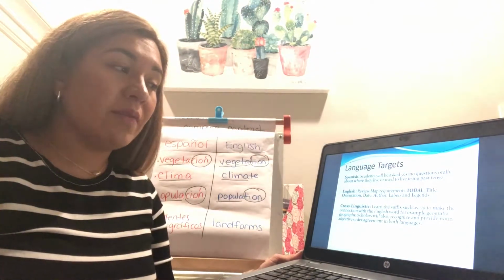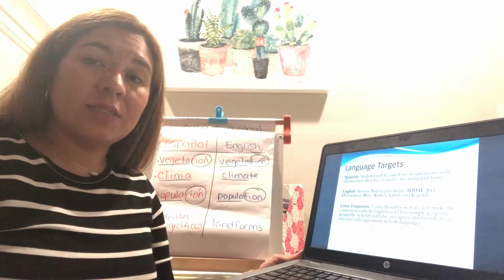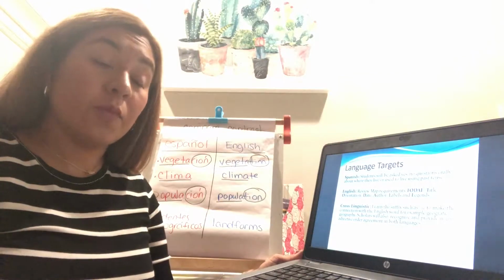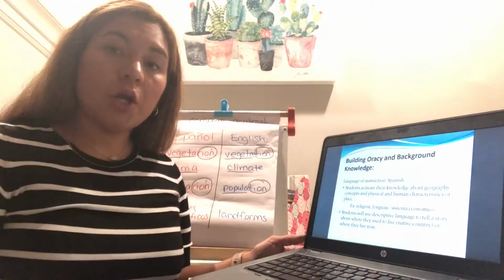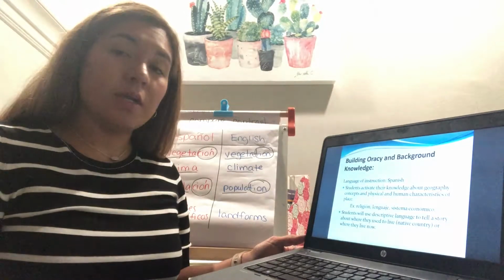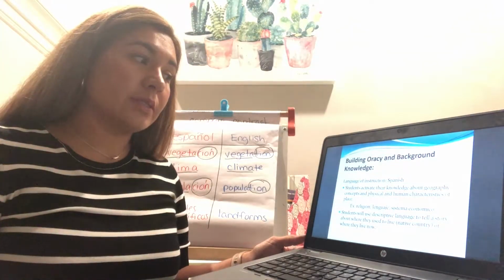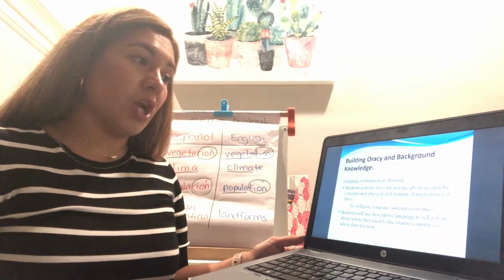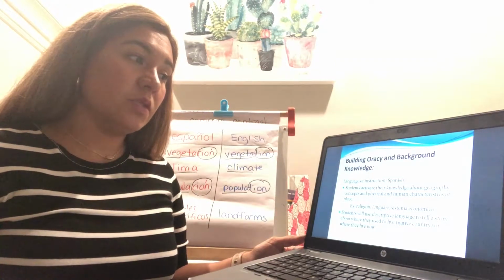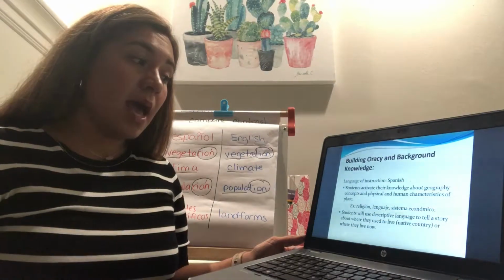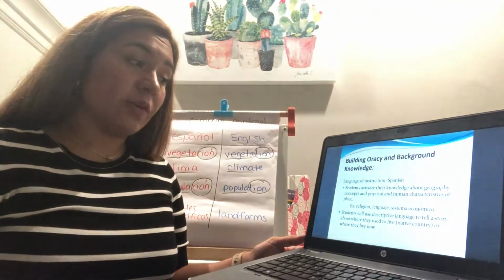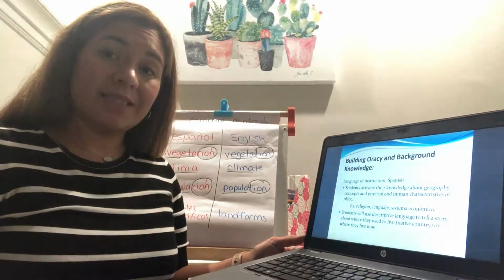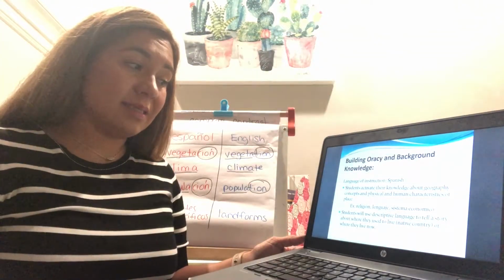And having them do these activities is going to help them with making those connections from one language to the other. Earlier, I mentioned building on background knowledge, but we also want to build on oracy. The language of instruction is in Spanish, and students activate their knowledge about geography, concepts, and physical and human characteristics of place pertaining to a region. For example, religión, religion, lenguaje, language, sistema económico would be economic system.